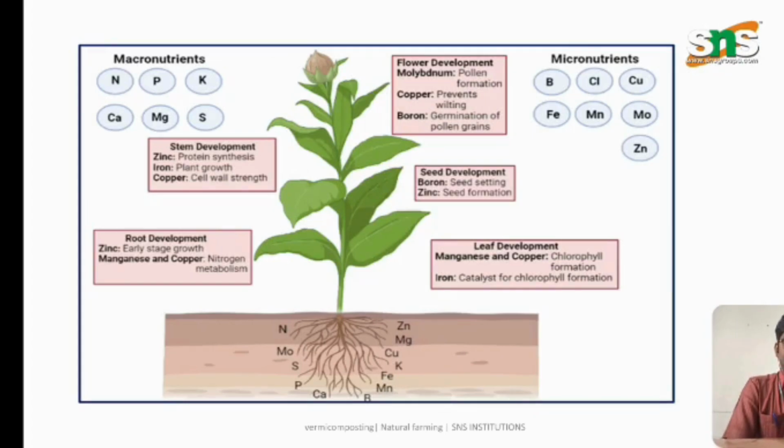Here, the plant needs macronutrients and micronutrients. Macronutrients include nitrogen, phosphorus, potassium, calcium, magnesium, and sulfur. Micronutrients include boron, fluorine, copper, ferrous, magnesium, manganese, and zinc, which mainly give strength to the plants in the root region.